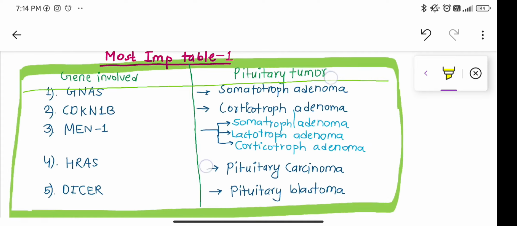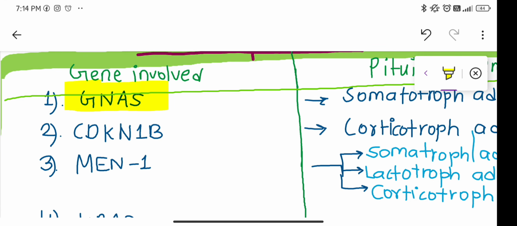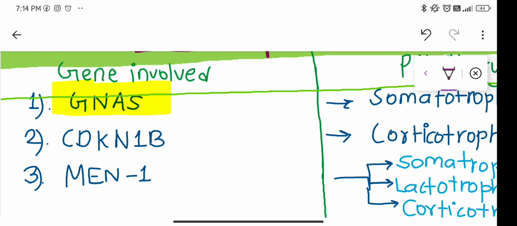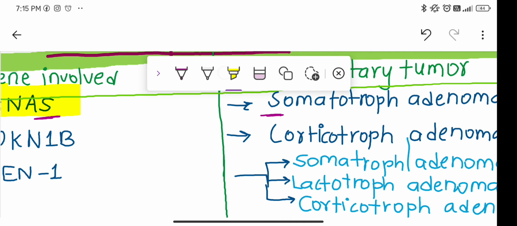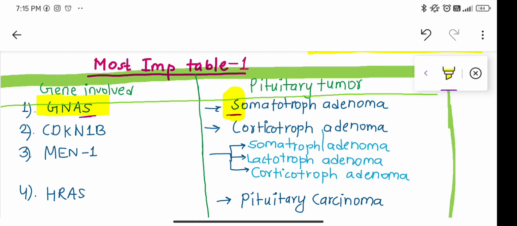So first would be the GNAS gene mutation. I will help you remember it. In GNAS, the last letter is S. So S in somatotrope, there is S. By this you can understand. So this is somatotrope adenoma. In somatotrope adenoma, the gene involved is the GNAS gene.